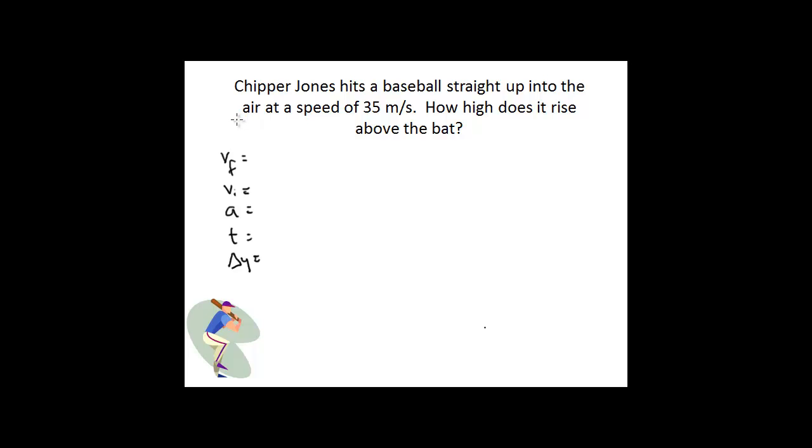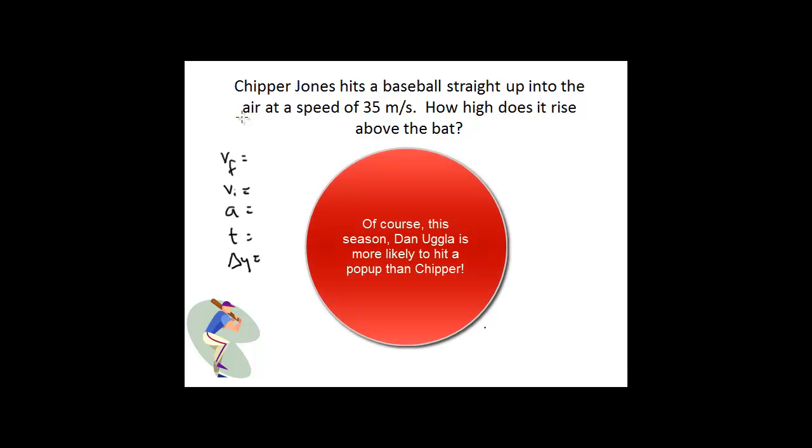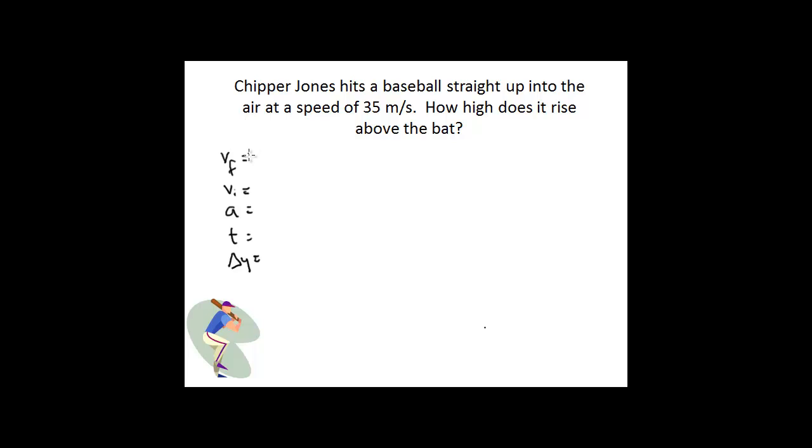Let's try another free fall problem. This one, another baseball problem involving the Atlanta Braves. Chipper Jones hits a baseball straight up into the air at a speed of 35 meters per second. How high does it rise above the bat? Well, let's start with what we know.